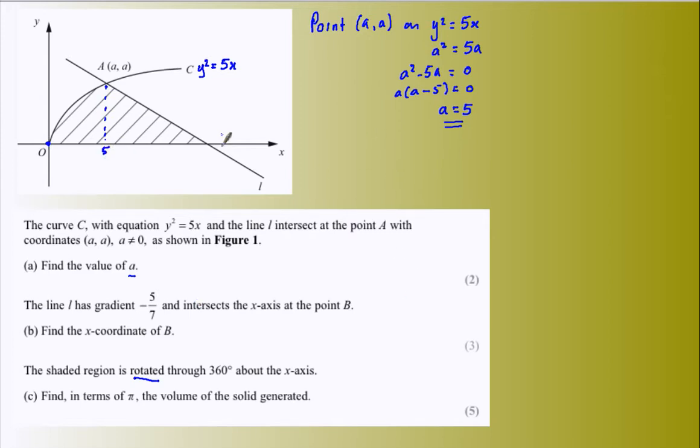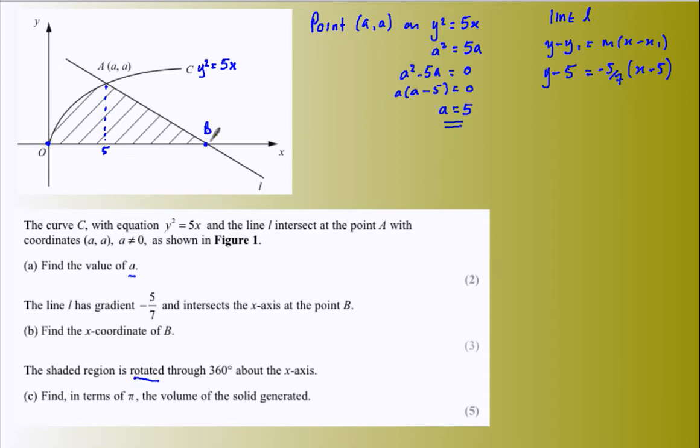Line L intersects at B, and we have a gradient for L and we have a point, and if we've got a gradient and a point for line L, then what we can do is simply write its equation. Standard equation of a line, given a point, given a gradient, and in it goes. So (5, 5) is the point, gradient minus 5 over 7. And I could tidy this up, but I'm not going to.